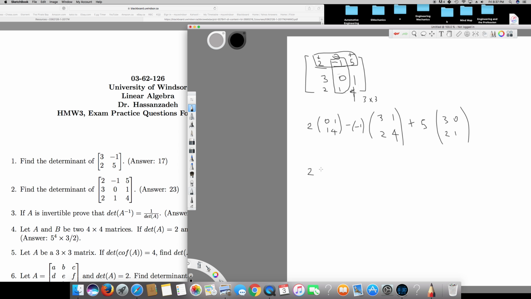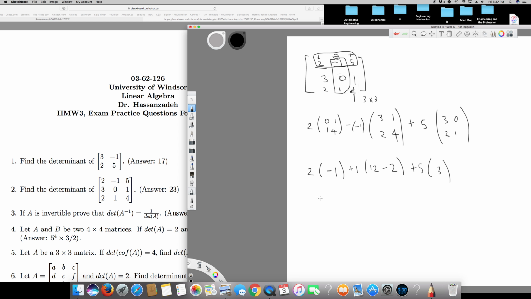So 2 times AD is going to be 0 times 4, 0, minus 1 times 1, minus 1. So minus 1, and this is going to turn into plus 1, and 3 times 4 is 12, minus 2 times 1 is 2, and plus 5 times 3 times 1 is 3, minus 0 is 3.